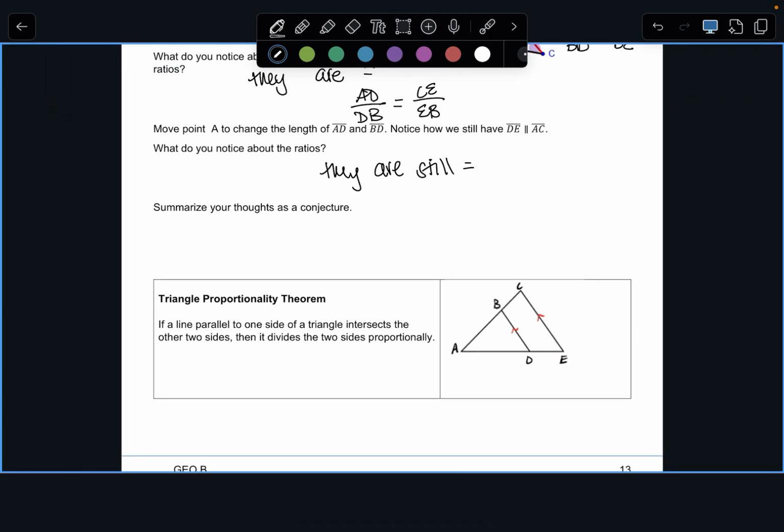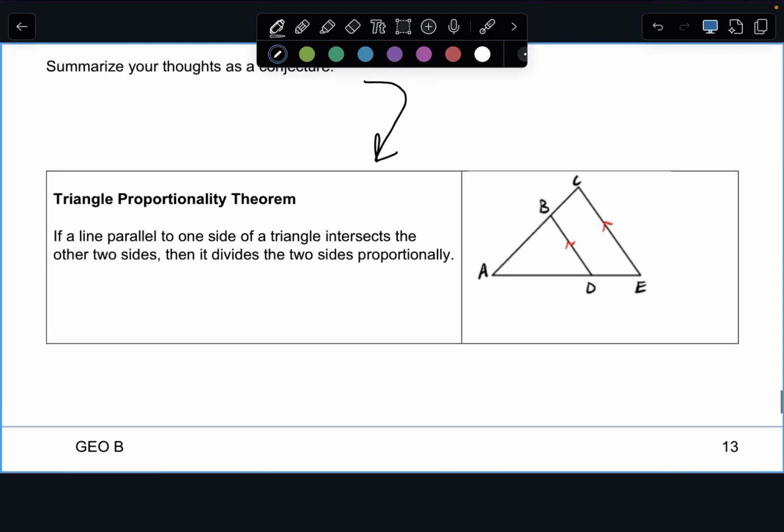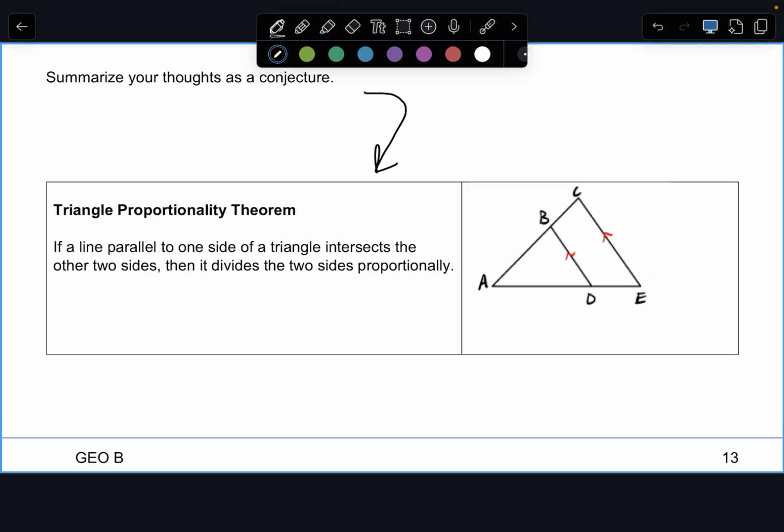And that brings us to this theorem, the triangle proportionality theorem. This is one that needs to go on your cheat sheet. This is the thing that we're learning today. It tells you that if you have a line parallel, the key here is that that line has to be parallel, so we have a line parallel to one side of a triangle, then it divides those two other sides proportionally.